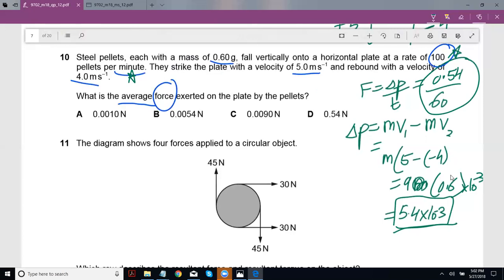Which is 9 into 10 to the power minus 3. That's your average force.